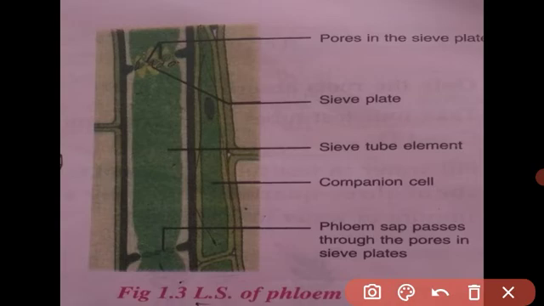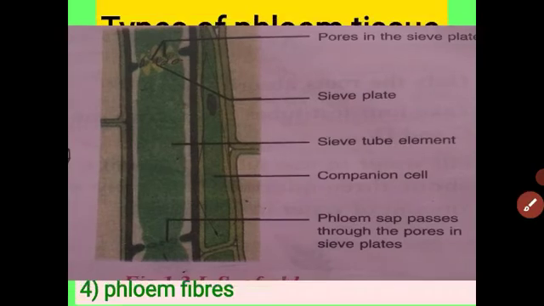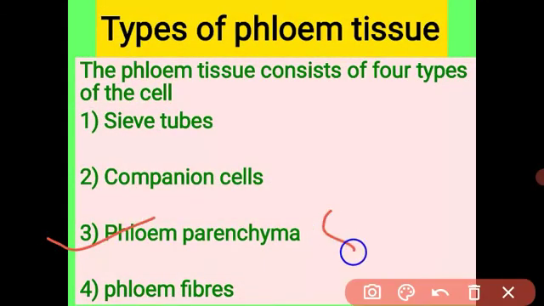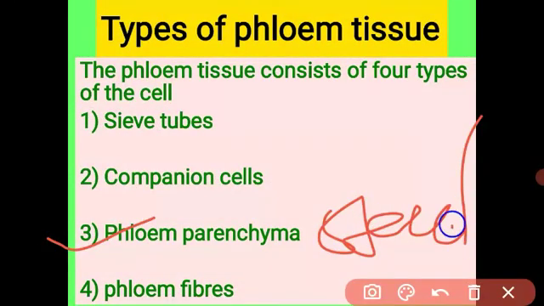Got it? Next is the phloem parenchyma. Phloem parenchyma is also a thin-walled parenchyma, and its main function is to store the food. Got it? And the phloem fibers are also called phloem sclerenchyma. They are dead cells and they provide mechanical strength and support to the plant.